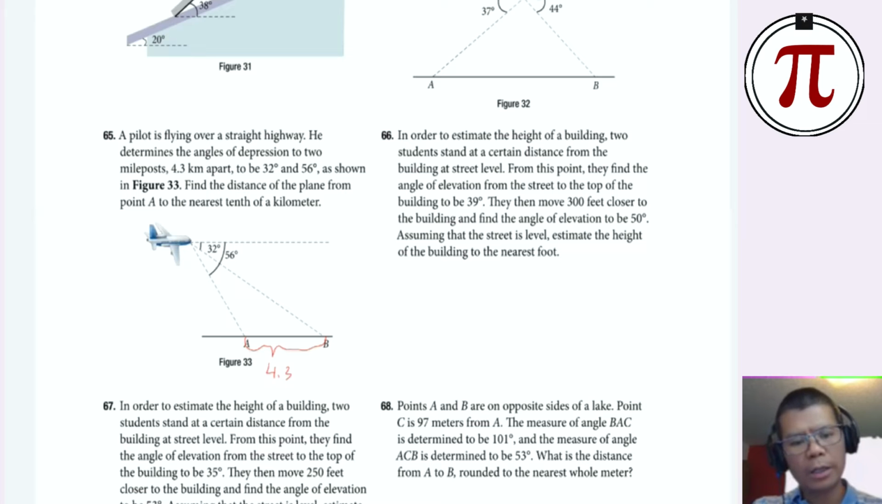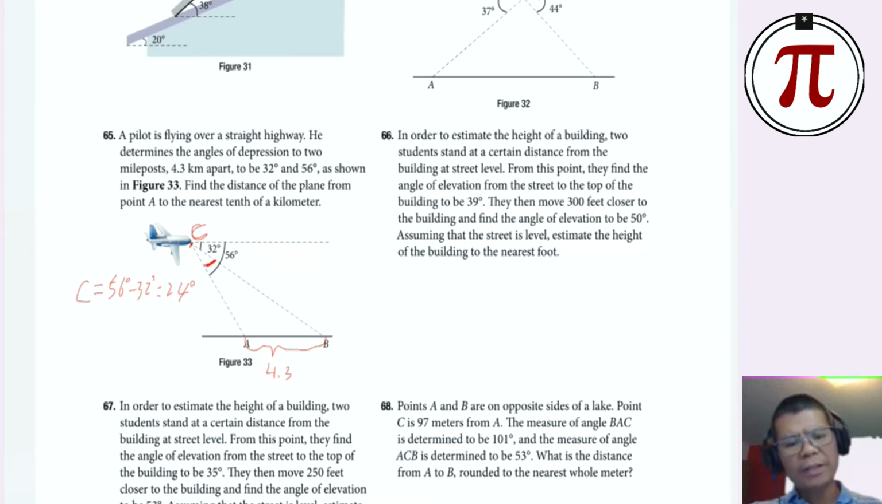Now, we consider the triangle here, right? Let's say this is C. Let's consider the triangle ABC, right? What is the angle of this one? Can we find this one? 24 degrees. This is going to be 56 minus 32, right? So angle C equals 56 degrees minus 32 degrees. That's 24 degrees. That makes sense?